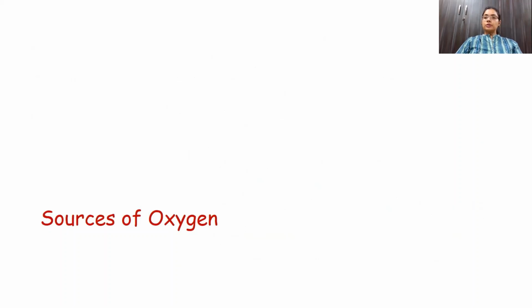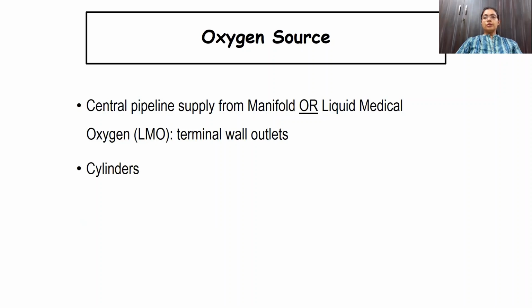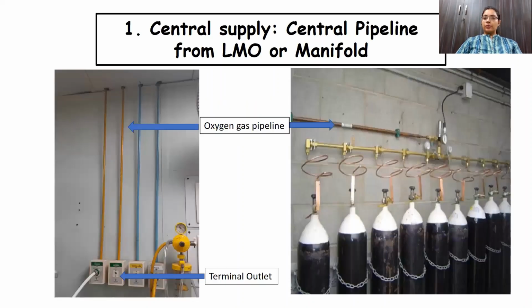Now, what are the sources of oxygen? So, in hospital, your main source of oxygen is a central pipeline supply, which you can receive either from manifold or liquid medical oxygen. But in your areas of work, you will find terminal wall outlets. And the second source can be oxygen cylinders. So now we will discuss one by one each of these sources.